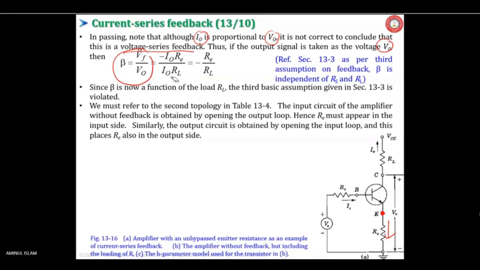So the output is this one, the beta network output, and the input is VO. Input is VO, meaning across the collector. So VO is obviously the voltage across the RL, and VA is going to be the voltage across RE. So this IO gets cancelled. You get beta equals minus RE by RL.